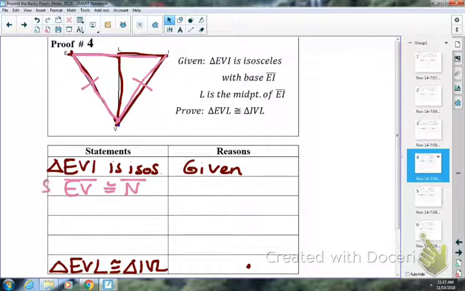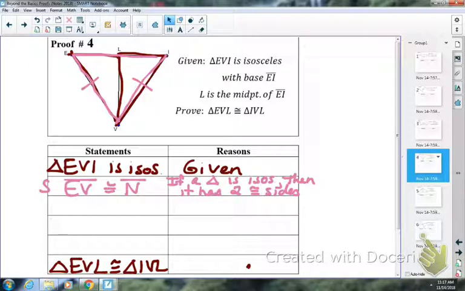Since that's a pair of sides, I'm going to put an S in the margin for that. And my reason is going to deal with isosceles triangle. So it goes something like this. If a triangle is isosceles, then it has two congruent sides. So right now I have one pair of congruent parts.